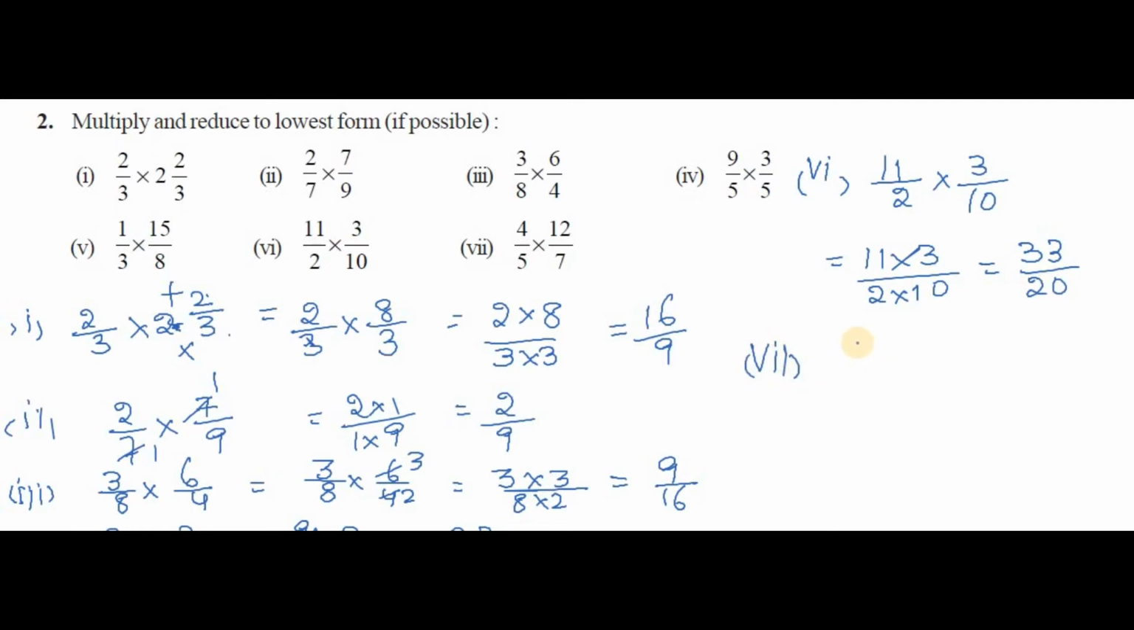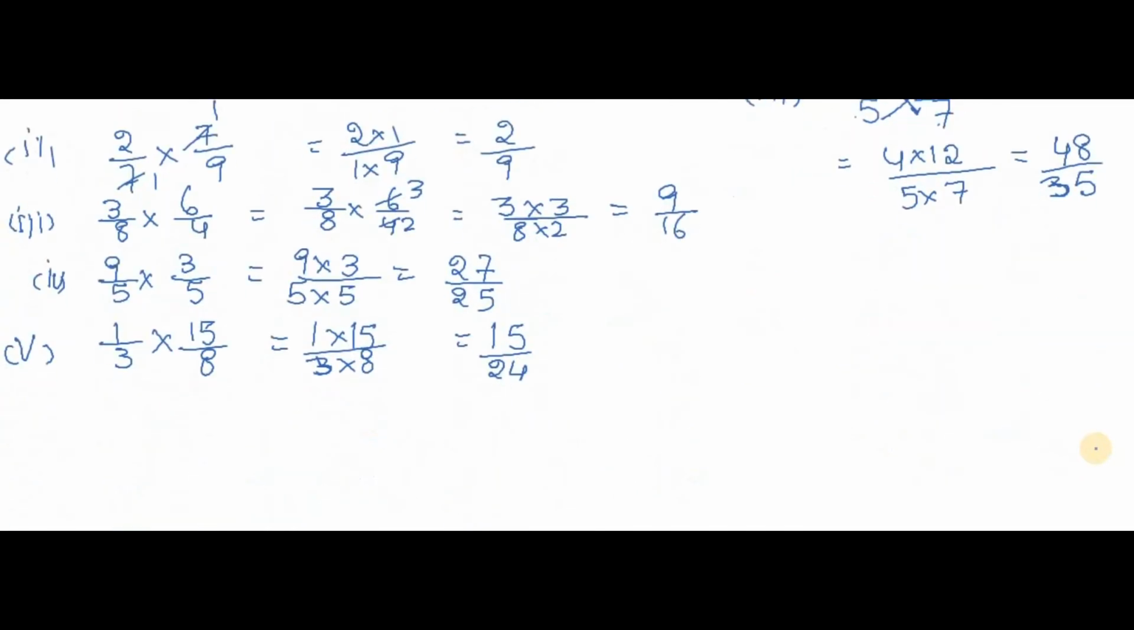Now the next question, 4 by 5 into 12 by 7. We can check either numerator with denominator, or first denominator with second numerator, first numerator with second denominator. Like this, crisscross also you can check. There is no table common for this, so we'll go for multiplication of numerators and multiplication of denominators. 12 4s are 48, 5 7s are 35. Okay students, now we'll move on to the next question.